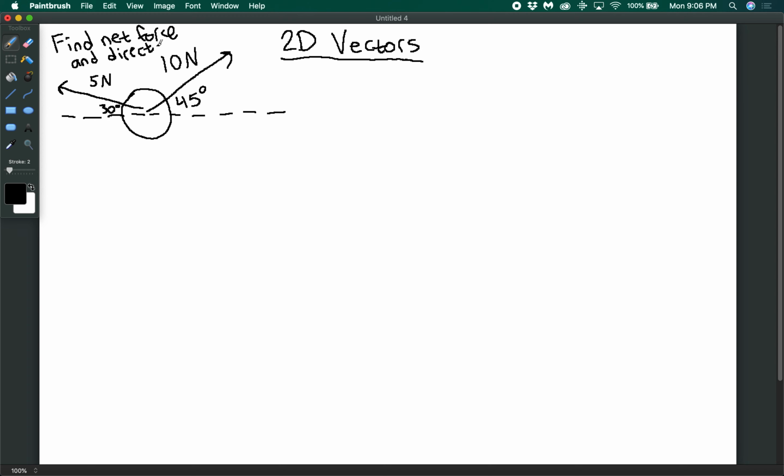Okay? Because basically if these two forces are pulling on this object, we can just add all the forces together and treat it as one force acting in some other direction. So how do we do that?